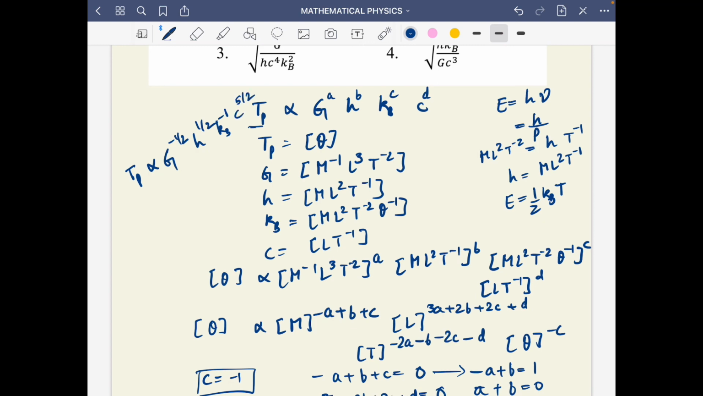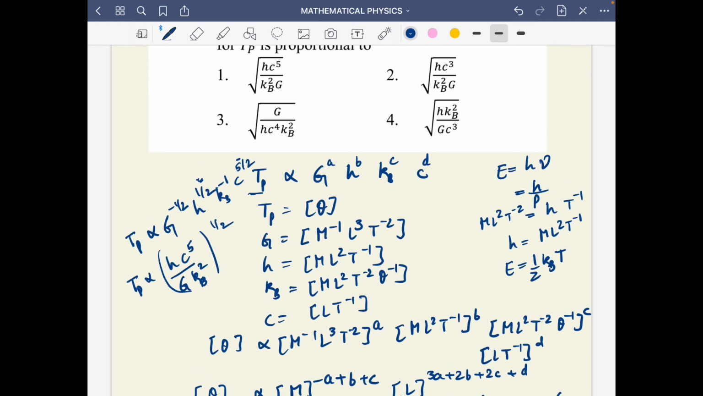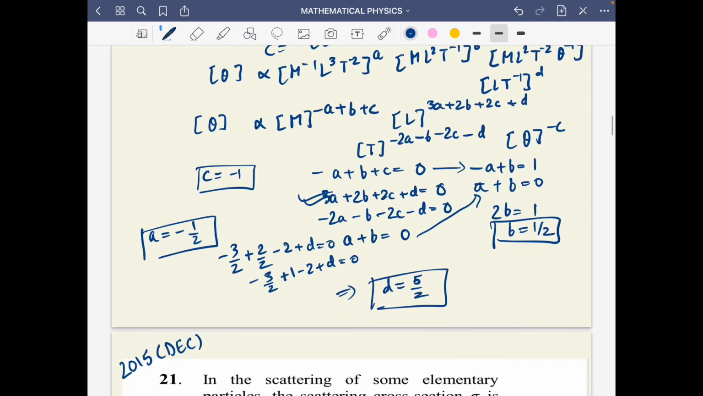Now we will rearrange it. This will become H C, all the common powers of 1 by 2. I'm taking this one. C to the power 5, and G goes down, and Kb is 2, Kb square, right? Now all has to be under the root. So the equation becomes as this. So option A, option 1, is the correct answer.